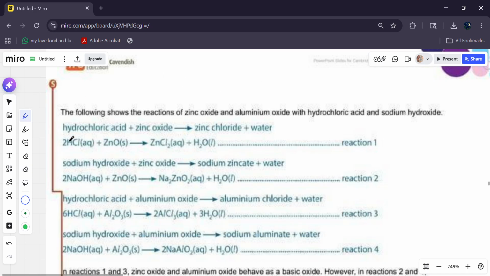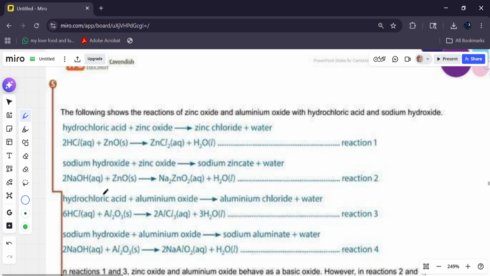As you can see, the 2 hydrogens of the hydrochloric acid react with the oxygen that the zinc oxide has to form water, while the zinc reacts together with the chloride to form zinc chloride, which is the salt, and water. Now, the same zinc oxide can also react with an alkali or a base to also form salt and water. Sodium hydroxide is an alkali, and it reacts with zinc oxide to form sodium zincate and water. The sodium zincate is the salt, and the other product is water.